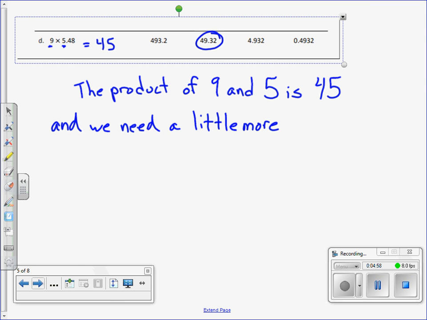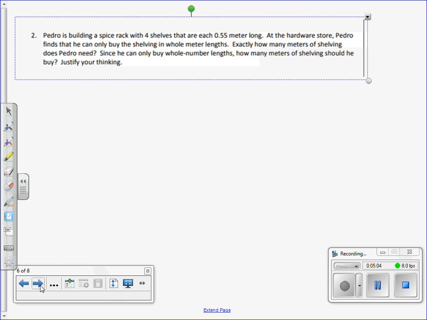Okay, we're going to start work now on our word problems. Number 2 says Pedro is building a spice rack with 4 shelves that are each 55 hundredths meters long. At the hardware store, Pedro finds that he can only buy the shelving in whole meter lengths. So he can only buy 1 meter or 2 meters or 3 meters. Exactly how many meters of shelving does Pedro need? Since he can only buy whole number lengths, how many meters of shelving should he buy? And we need to justify our thinking.